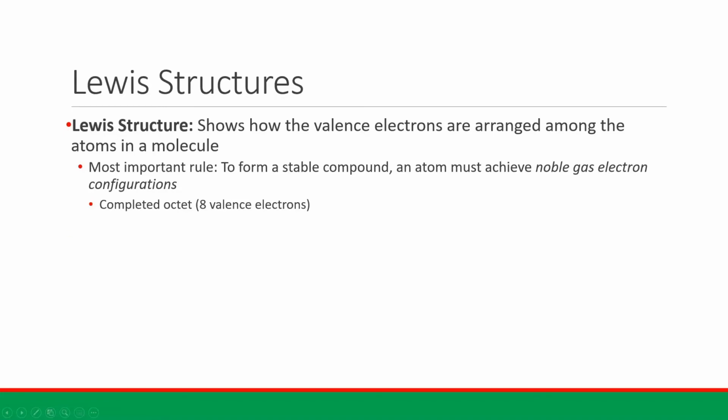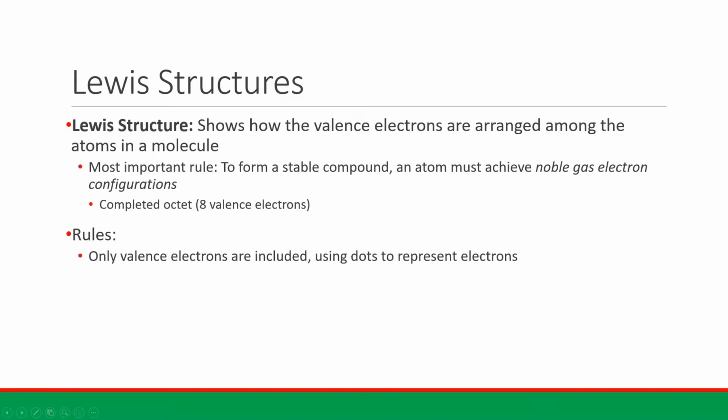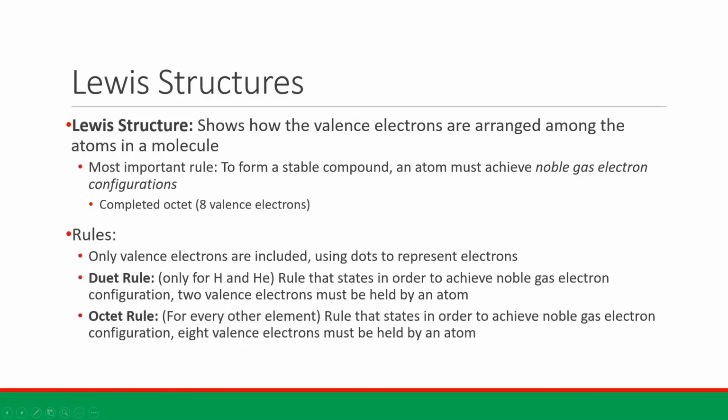So these are the 3 rules that we're going to follow in order to draw out proper Lewis dot structures. The first is obviously to only show valence electrons, and that these are going to be represented as dots. And then the next 2 rules are for atoms in particular. There is the duet rule and the octet rule. Now, the octet rule is what we just defined, so let's get into that.